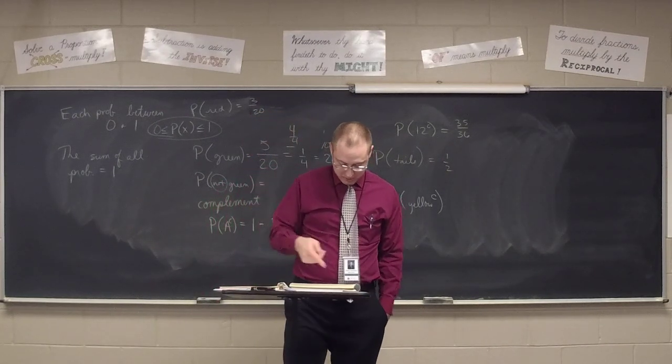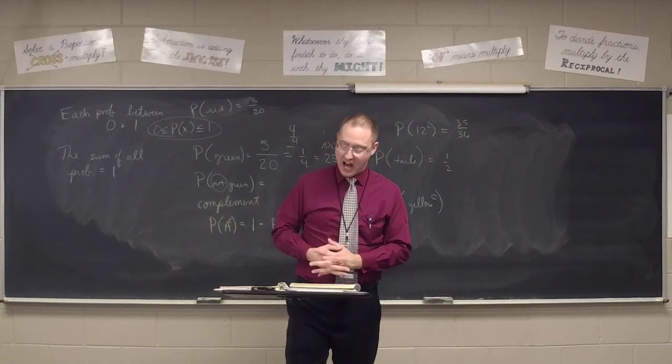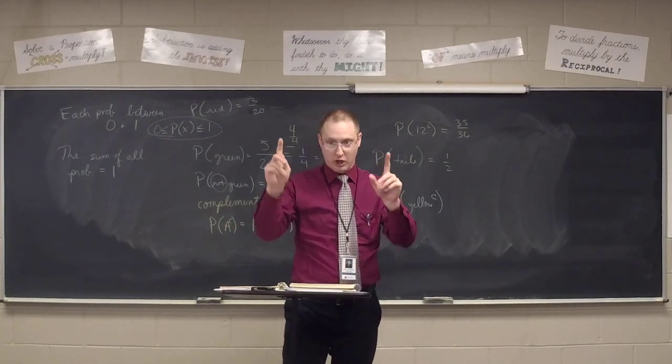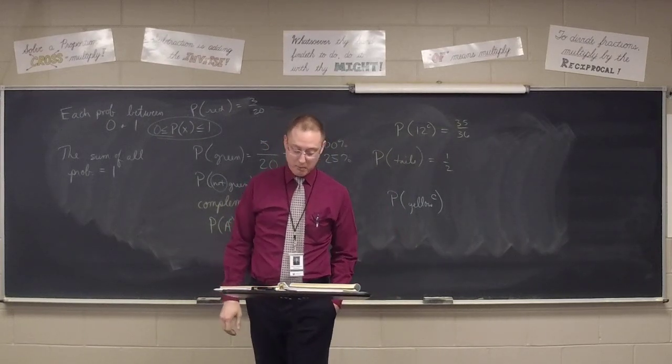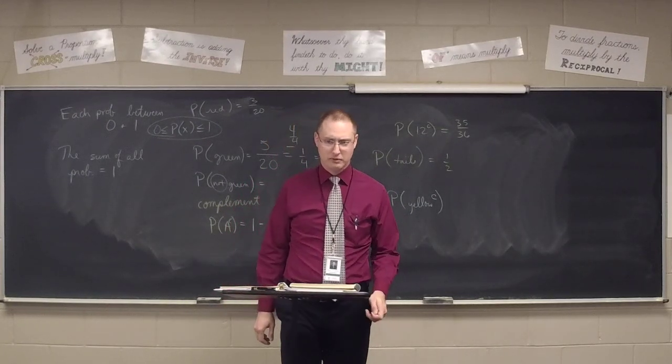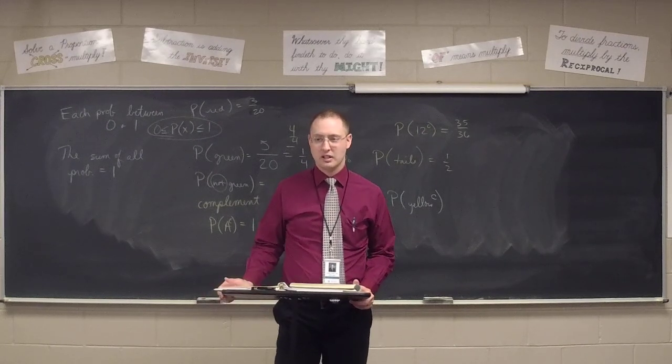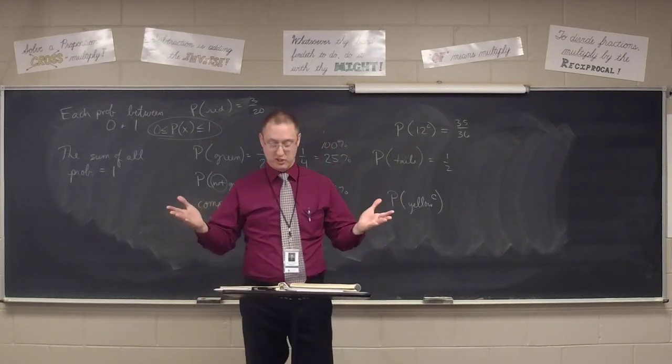Number 17. Yes, or why is this not valid? Tomorrow there's a 30% probability it will rain and a 55% probability it will not rain. That can't work. Why not? Because it doesn't add up. It's got to add up to 100% or 1.